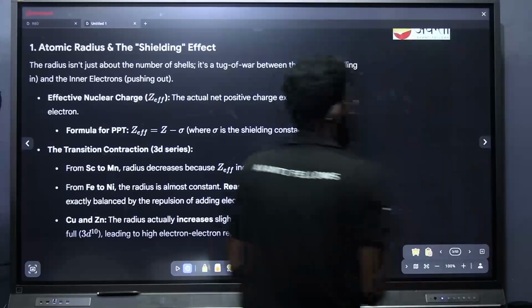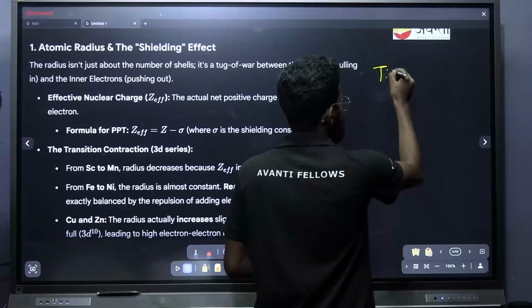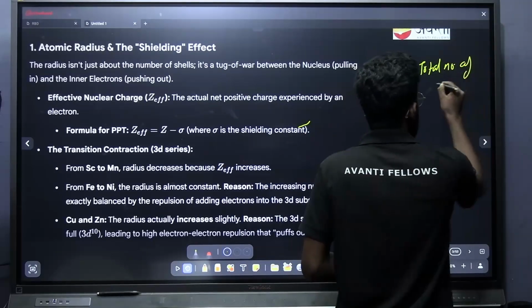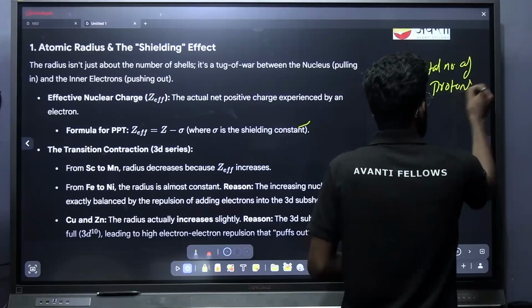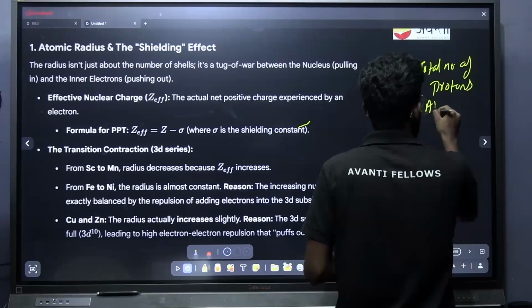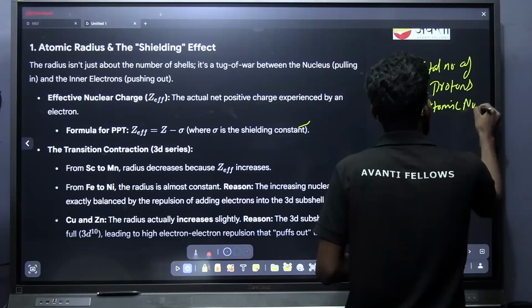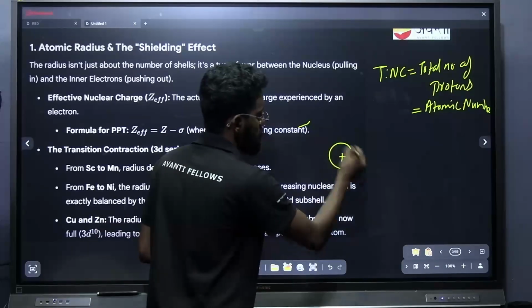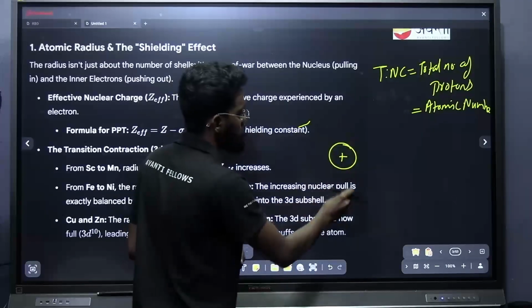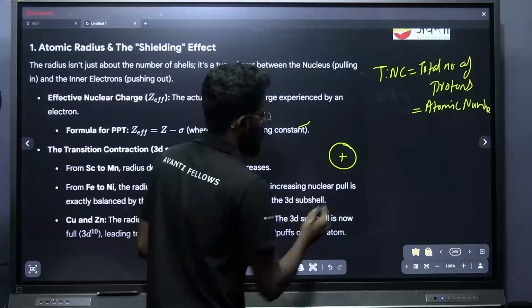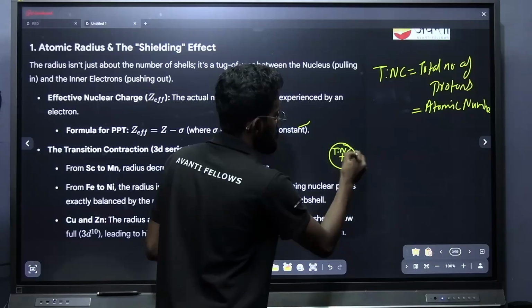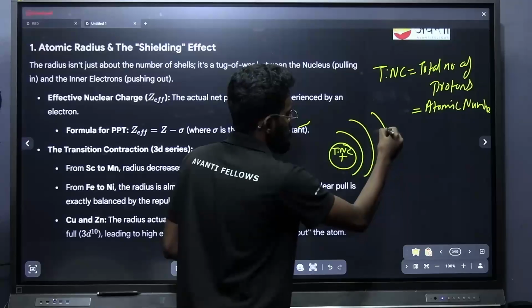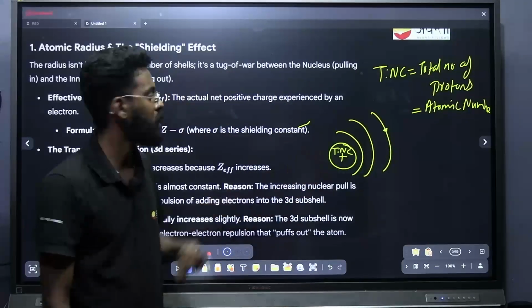I hope all of you know what total nuclear charge is. Nuclear charge is the total number of protons, or it is nothing but the atomic number. Suppose I have an atom with a nucleus, and the total charge present in the nucleus, which is due to the number of protons, is what we call the total nuclear charge. And the outer shell electron experiences this nuclear charge.